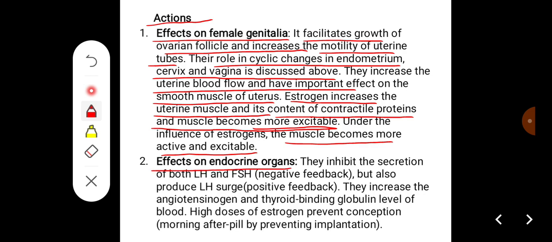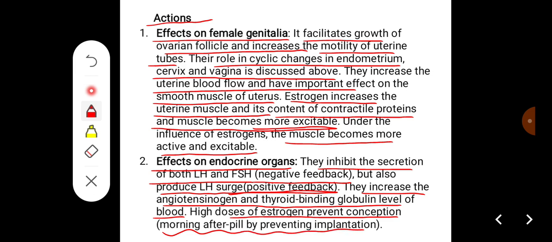The effect on the endocrine organs. They inhibit the secretion of both LH and FSH by negative feedback mechanism, but also produce the LH surge by positive feedback mechanism. They increase the angiotensin and thyroid binding globulin levels of the blood, and high doses of estrogen prevent conception. This is seen in the morning after pill, which mainly prevents the implantation.